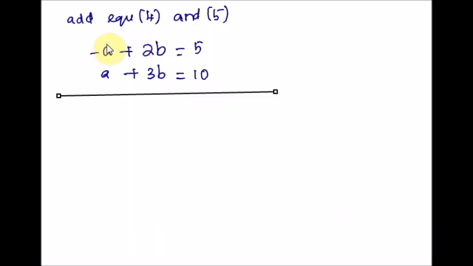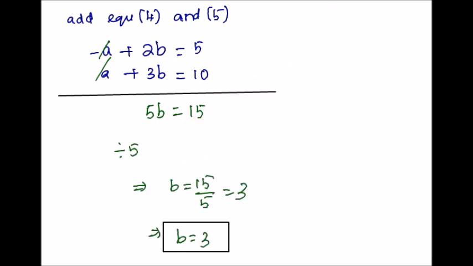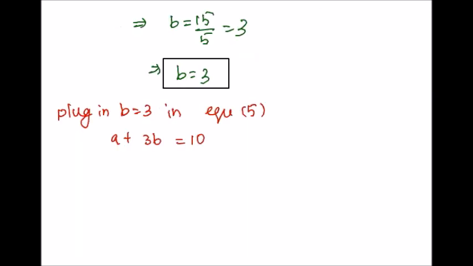Adding, the a terms get cancelled out. Divide both sides by 5, and we have got the value for b. Now you can back substitute this b value in either equation number 4 or 5. You will get the same value. Replace b with 3, 3 times 3 is 9. Subtracting 9 from both sides, you will get the a value. I'm getting a equal to 1.